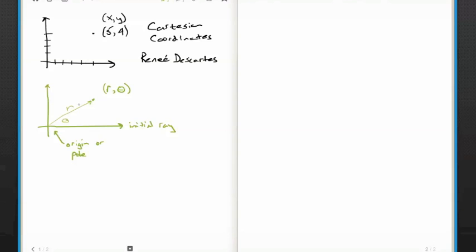And in this case, the r, well, if this is 5 and 4, and so I go back here and draw this in, we could use the Pythagorean Theorem and say a squared plus b squared equals c squared. So that's square root of 41, which comes out to be about 6.4, and the angle works out to be 38.7 degrees. So 6.4, 38.7. The 6.4 again represents the distance from the origin, and the 38.7 degrees represents the angle we have to go.